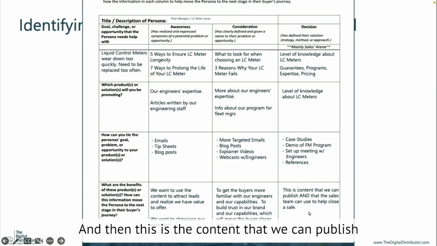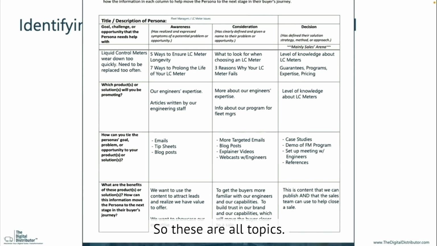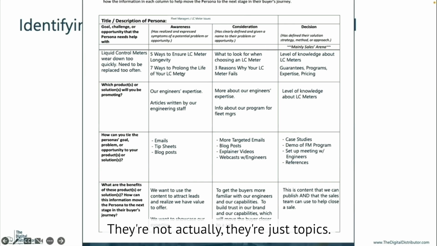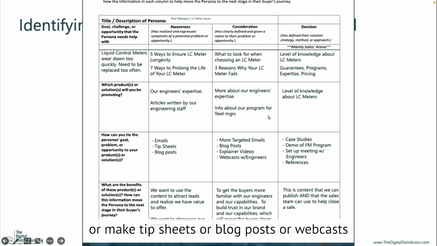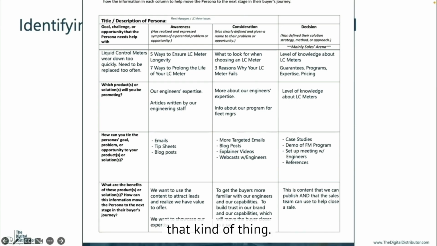And then this is the content that we can publish and that the sales team can use to help close the deal. So these are all topics. They're not actually, they're just topics. And then you would either write to the content or make tip sheets or blog posts or webcasts or whatever to the topic, send it to a copywriter, that kind of thing.